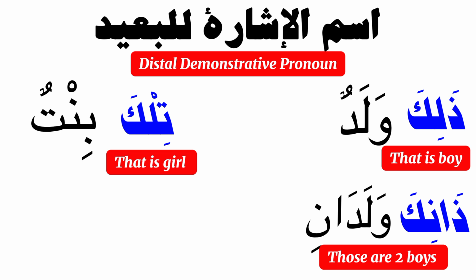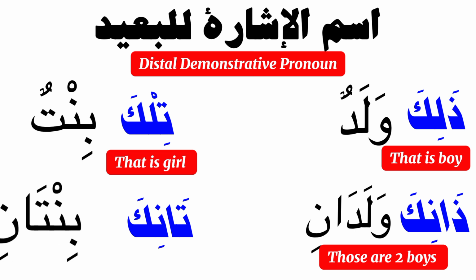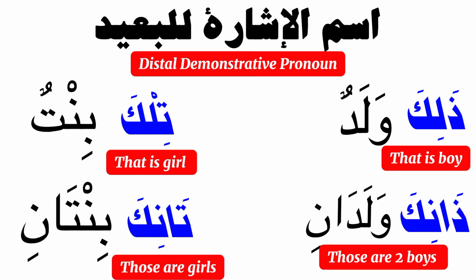If there are 2, for the boy, dhalika in the dual form becomes dhanika. So that's why I will say dhanika waladani, those are 2 boys. If there are 2 girls, the word tilka will become tanika. Can you see the difference? Dhanika for the boys and tanika. So here we say tanika bintani, those are 2 girls. And if there are many, we use the word ulaika.